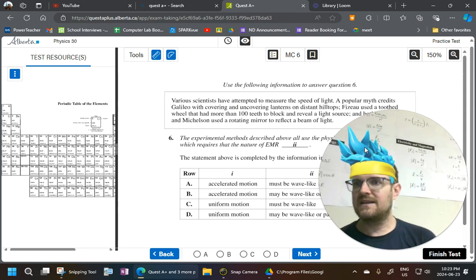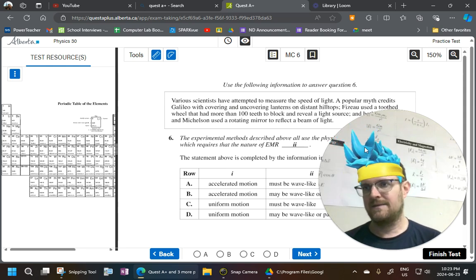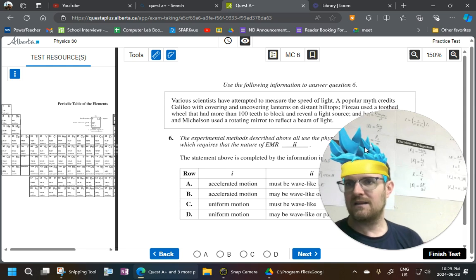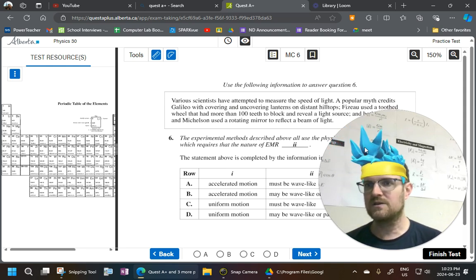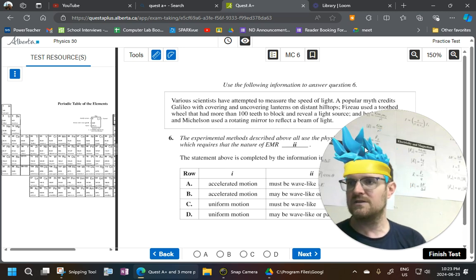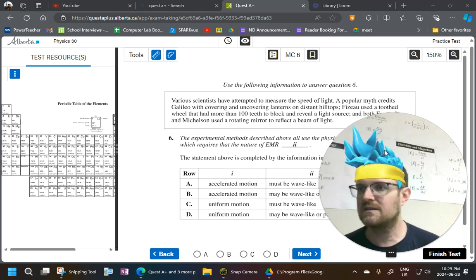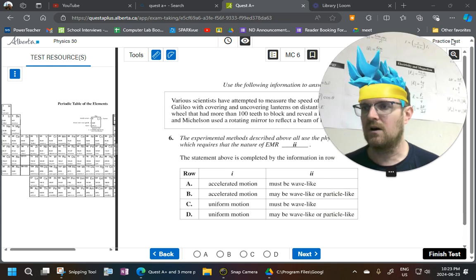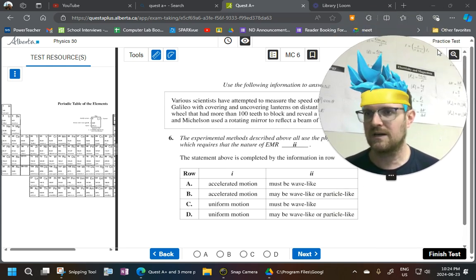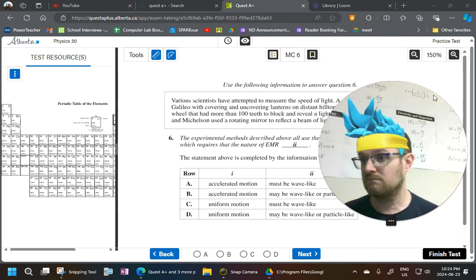All right, so various scientists have attempted to measure the speed of light. A popular myth credits Galileo with covering and uncovering lanterns on hilltops. Rousseau used toothed wheels with more than 100 teeth, and Michelson and Foucault used rotating mirrors. The experiments described above all use the physics principle that requires the nature to be uniform, not accelerated.